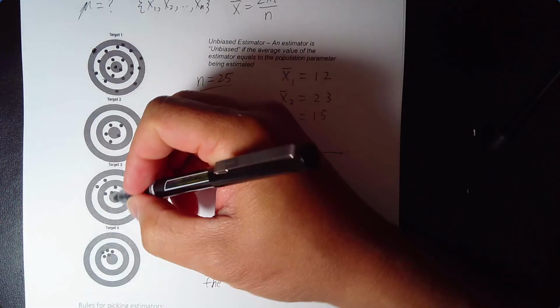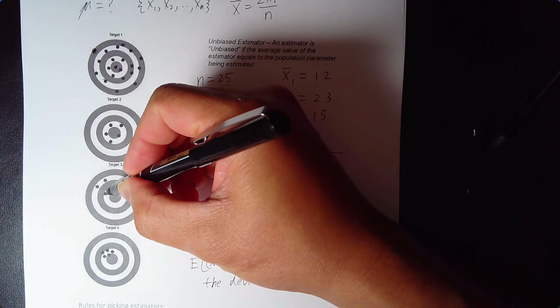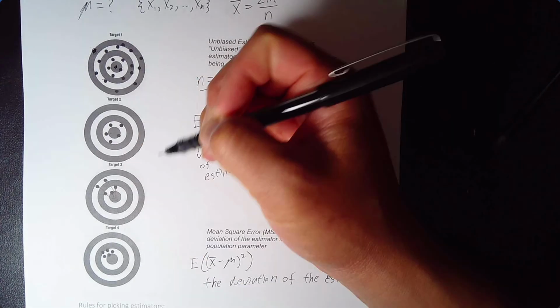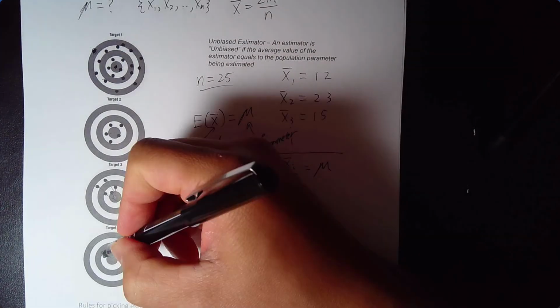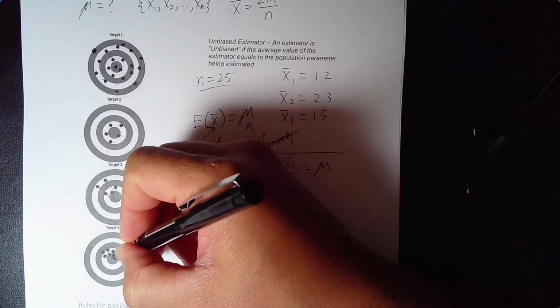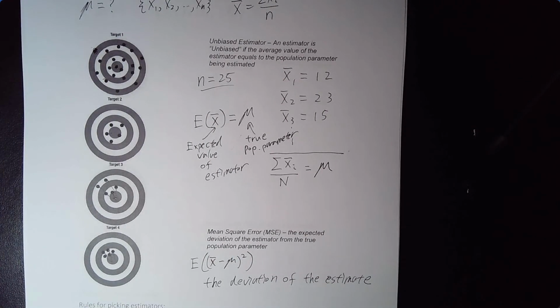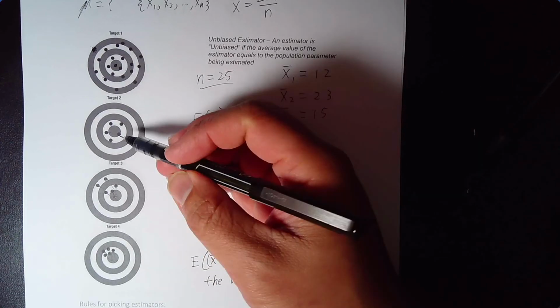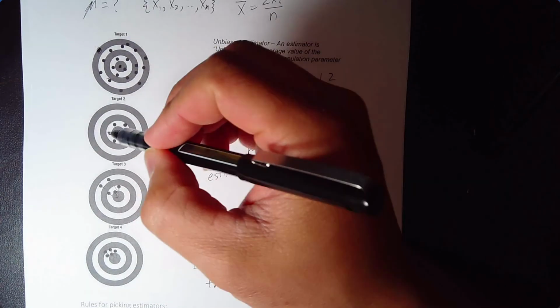For target 3 and target 4, you want to visualize how far each shot is away from the bullseye. Target 4 clearly has a smaller mean square error, and in fact, it might have a smaller mean square error than target 2. But we will still prefer target 2.